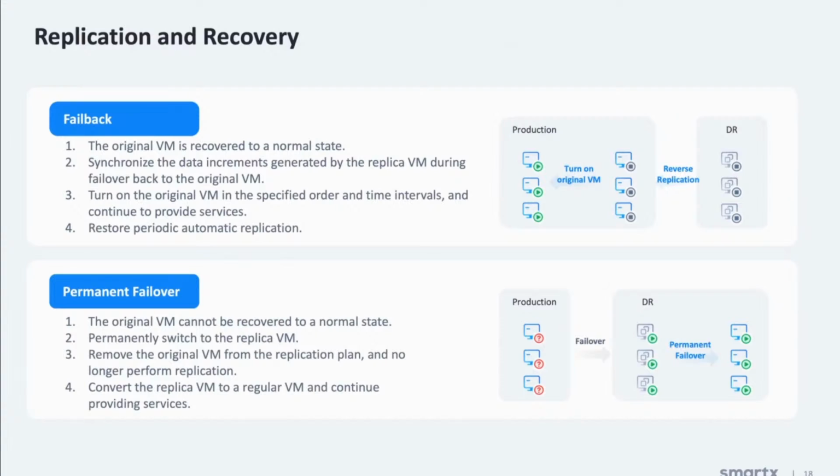On the other hand, permanent failover lets the replica VM seamlessly take over as the original, stepping in when the source cluster experiences a total failure that cannot be recovered.